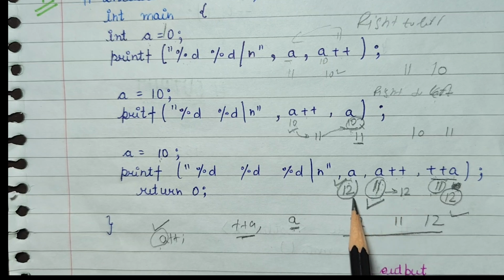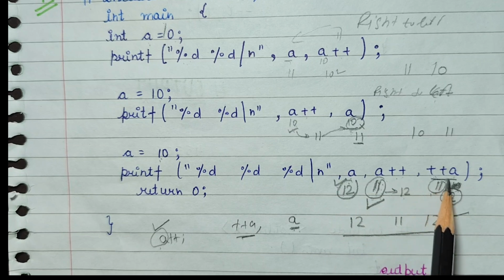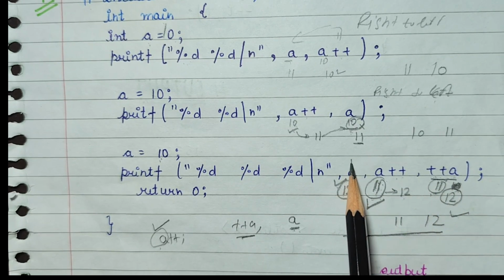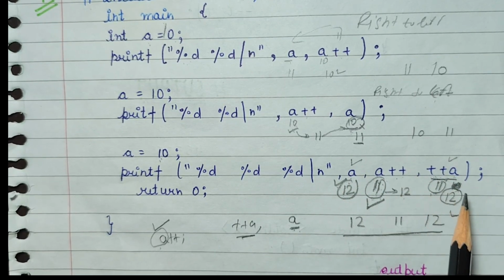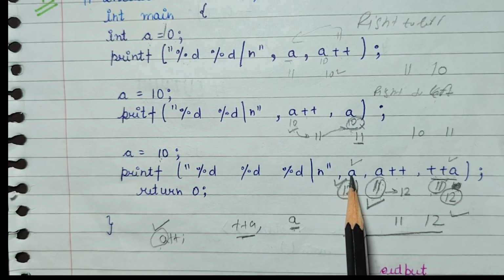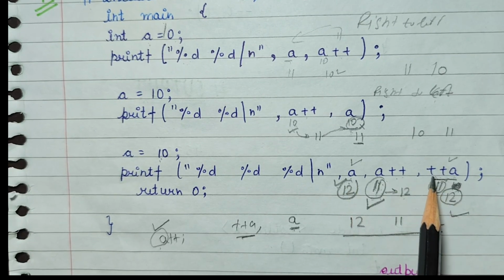After this, control goes here. There is no pre-increment or post increment, so the value 12 is assigned here, and this becomes the final value. And 12 is also updated to the pre-increment plus a, because in both these variables the final value is updated at the end. So 12 and 12 are updated for both the simple variable a and the pre-increment plus a.